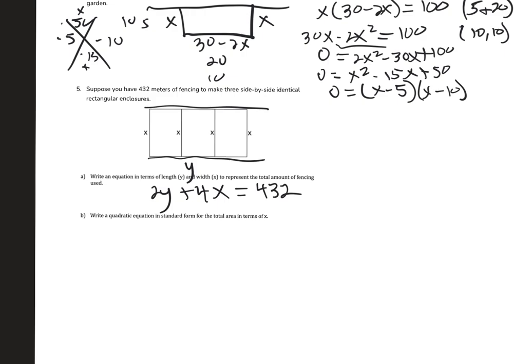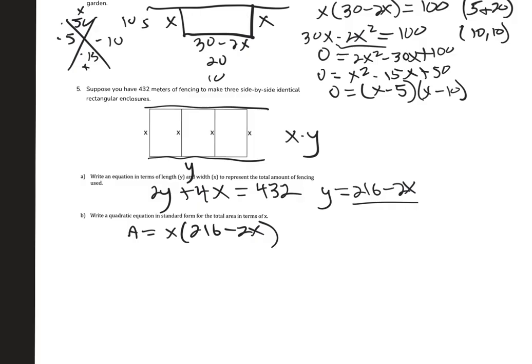So we can rewrite this to say, by dividing both sides by 2, we get y is equal to, and we'll also subtract the 2x from both sides, y is equal to 216 minus 2x. The area of this thing is going to be equal to x times y. And so we're going to then replace y with 216 minus 2x to get that the area is going to be equal to x times 216 minus 2x.